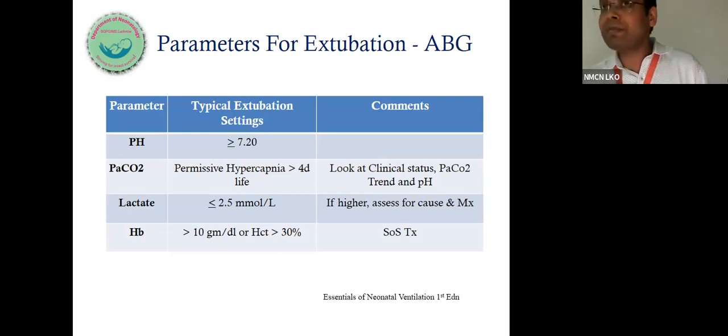We should remember that permissive hypercapnia should not be practiced within the first 72 to 96 hours, because it can lead to IVH. Not only the high levels of PCO2, but also the fluctuations in PCO2 can lead to IVH. So permissive hypercapnia is best avoided in the initial days, and thereafter we can practice permissive hypercapnia. Then we should see that there is no metabolic acidosis in the blood gas, and the hematocrit is optimized.